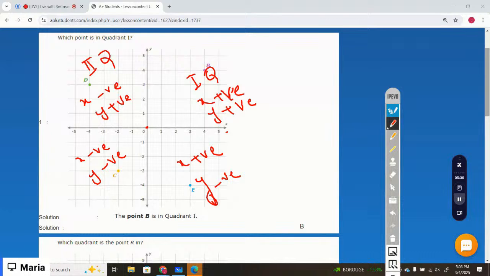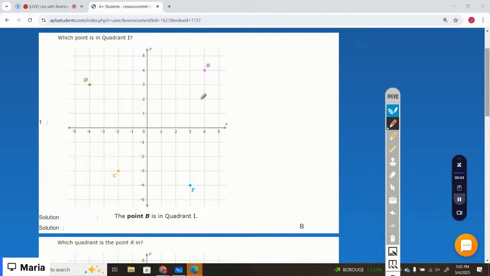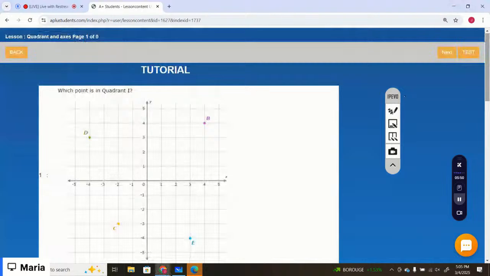So the question is, which point is in quadrant one? So here is quadrant one, and in quadrant one, you have the point B. Got it? Let's just start with the test questions.